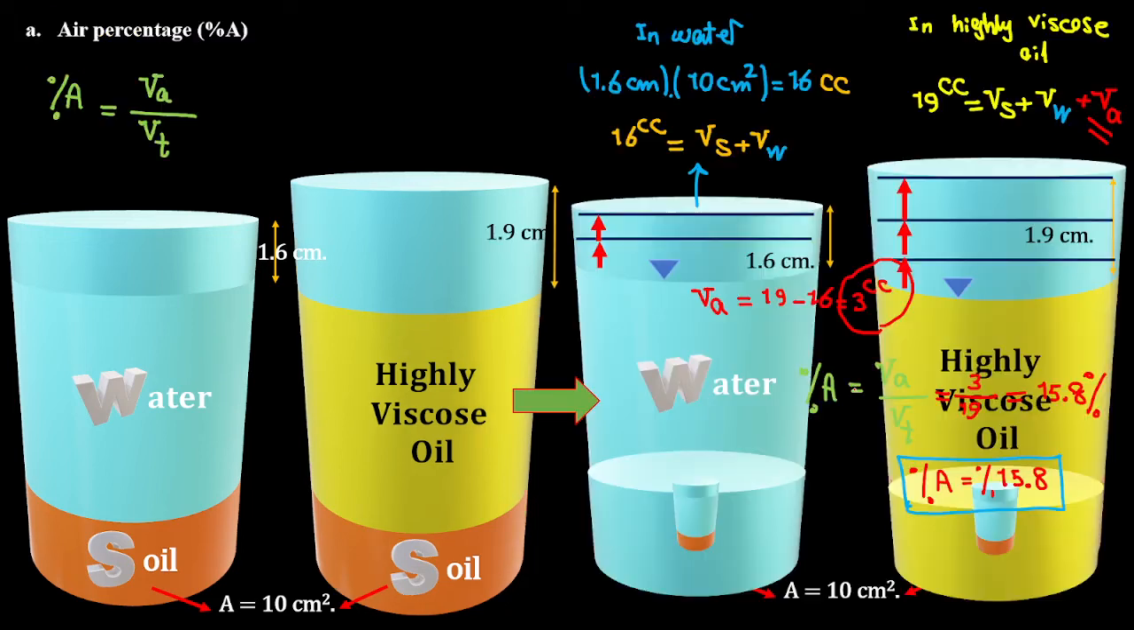And if you divide for air percentage, volume of air over total volume, so go for the second sample, the total volume is 19. 3 over 19 gives us an air percentage of 15.8, almost 16 percent of air.